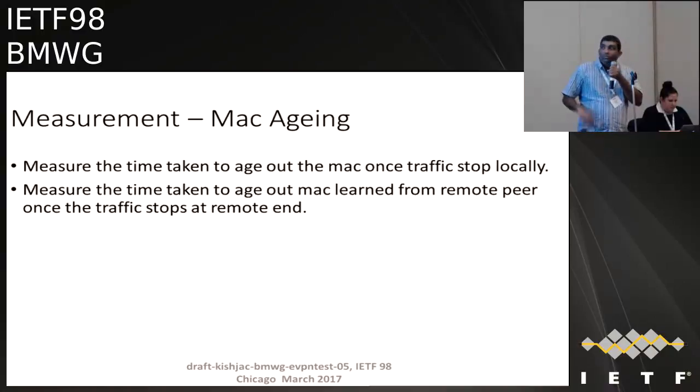MAC aging: we are measuring the time to age out per X. X is a scale, so it can be 100,000 or 200,000. Once the traffic is stopped, that time is measured, and we measure the time taken to withdraw these routes. After the aging, they have to be withdrawn from the remote routers. That is also what we are measuring.